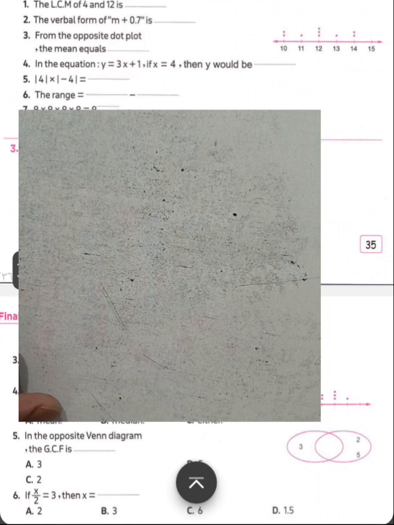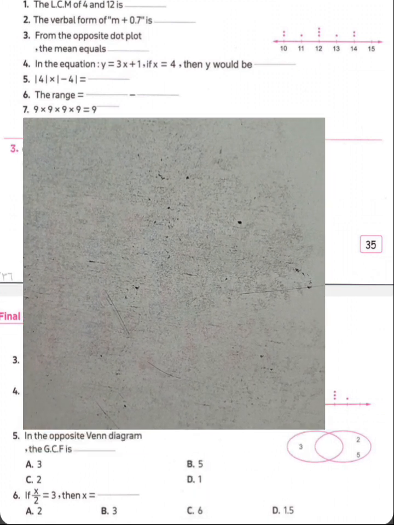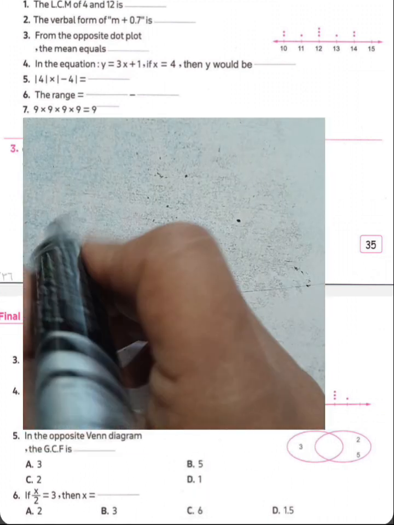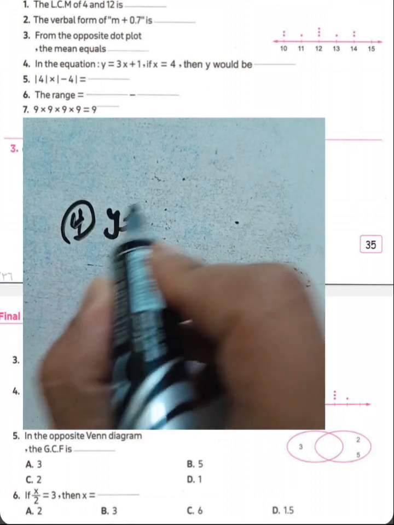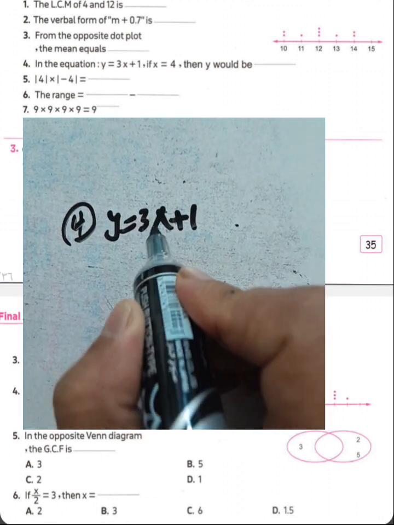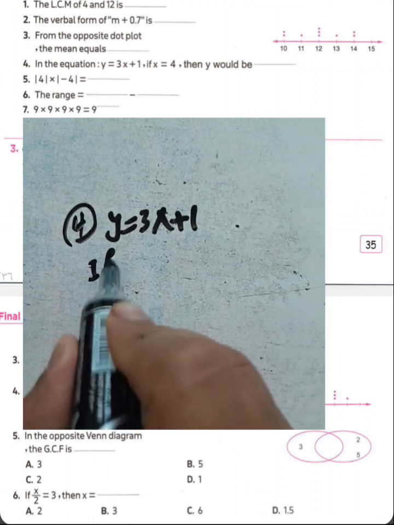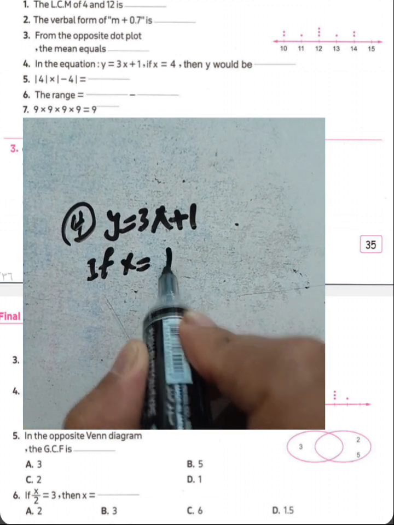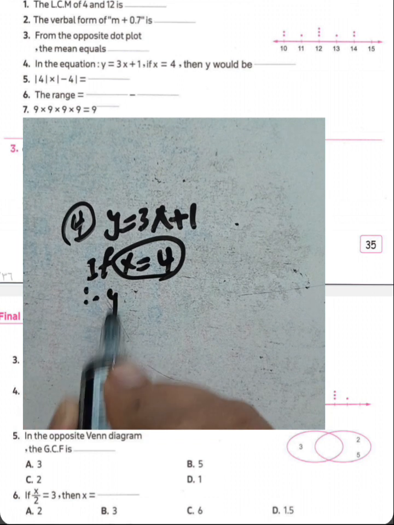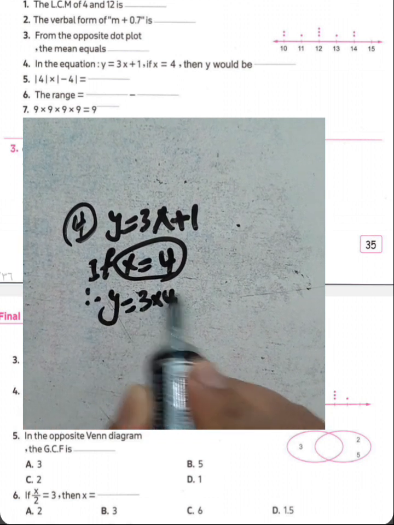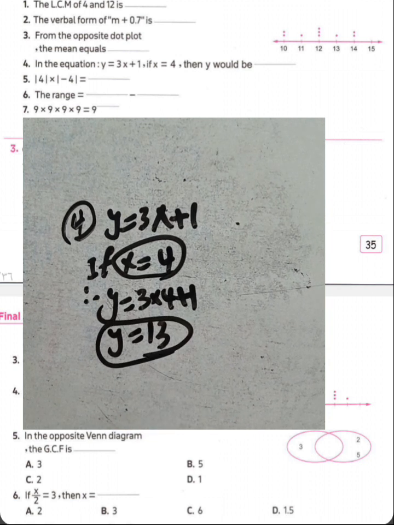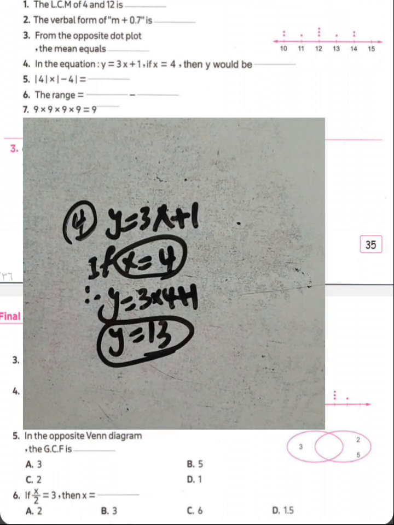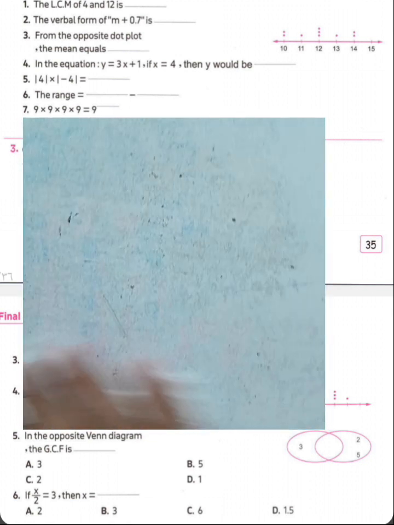Okay, next question. The absolute value. Okay, question number 4. In the equation y equals 3x plus 1, if x equals 4, then y would be equal to what? Put x equal to 4 in this expression. Then y will be equal to 3 times x plus 1. 3 times 4 equals 12. 12 plus 1 equals 13. Then y would be equal to 13.